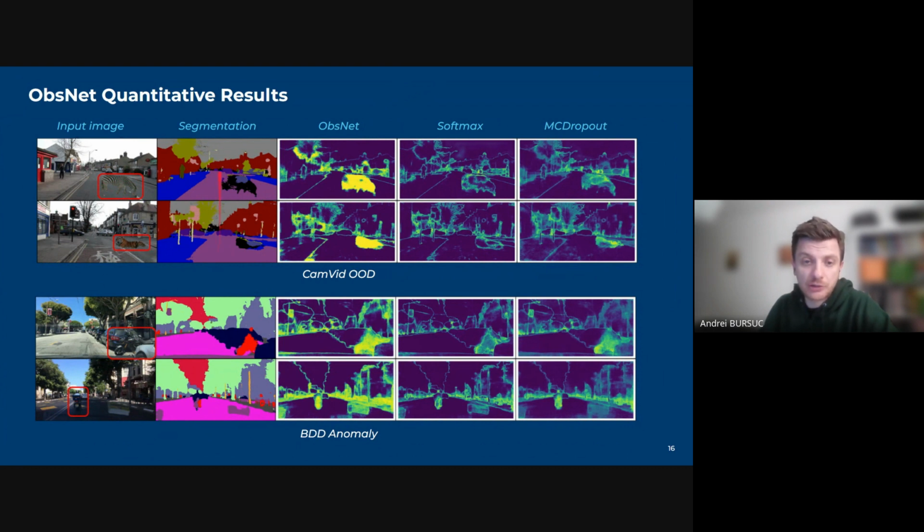This is the segmentation that our model produces. This is the uncertainty prediction. This is a softmax and the MC dropout. We can see that all models fire on the borders, the frontiers of the object. This is normal with the entropy, and also with the softmax.